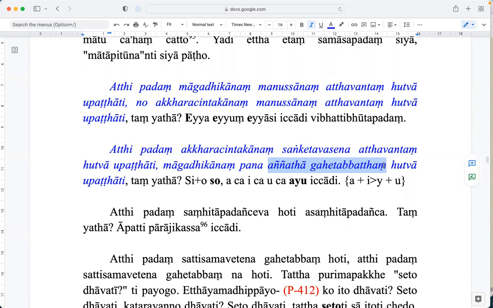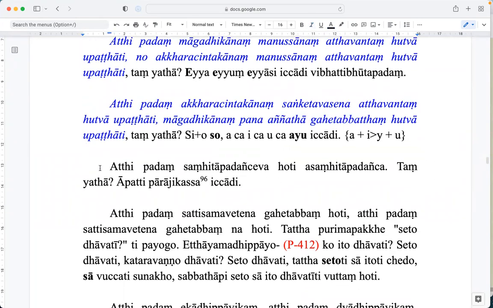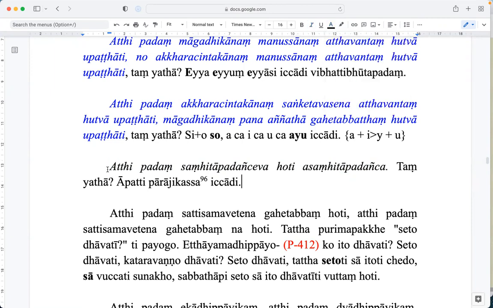So in grammar, see all. But in language, so in this way. Okay, and then next. So sahida pada and asahida pada. So there will be words, the sahida pada and the asahida pada.